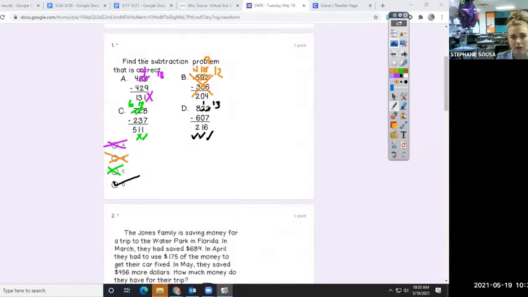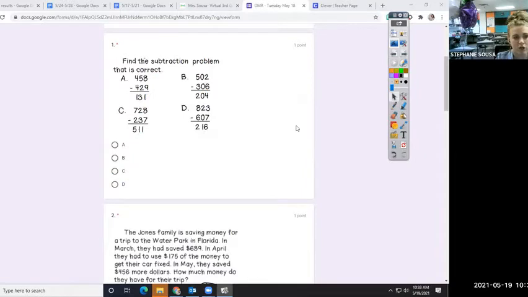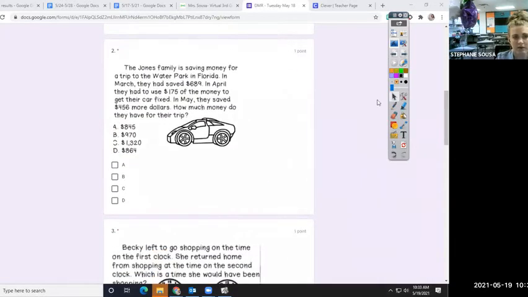Okay. Next up, the Jones family is saving money for a trip to a water park in Florida. In March, they had saved $689. In April, they used $175 to get their car fixed. In May, they saved $456 more. How much money do they have for their trip?